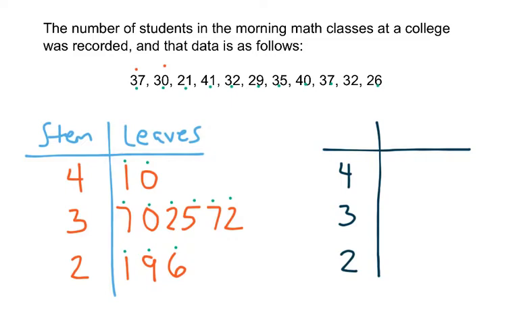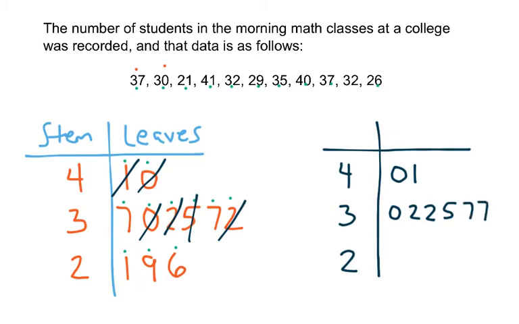So in the 40s, I've got a 0 and a 1. In the 30s, I've got a 0, a couple of 2s. And if you start to lose track, just cross them out. I did both of these. I did the 30, I did both 32s. I've got a 35. And I've got 2 37s. And in the 20s, I've got a 21, a 26, and a 29. And now I've made a stem and leaf plot for this data.